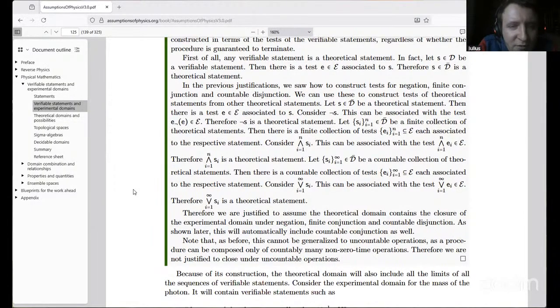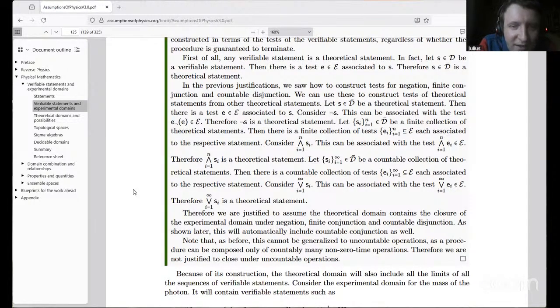Let S be a theoretical statement. Then there is a test E associated to S. Consider the negation of S. This can be associated with a test negating E. Therefore, the negation of S is a theoretical statement. Let Si be a finite collection of theoretical statements. Then there is a finite collection of tests Ei, each associated to the respective statement. Consider a finite conjunction of the Si. This can be associated with a test, which is a finite conjunction of the Ei. Therefore, a conjunction of Si is a theoretical statement.